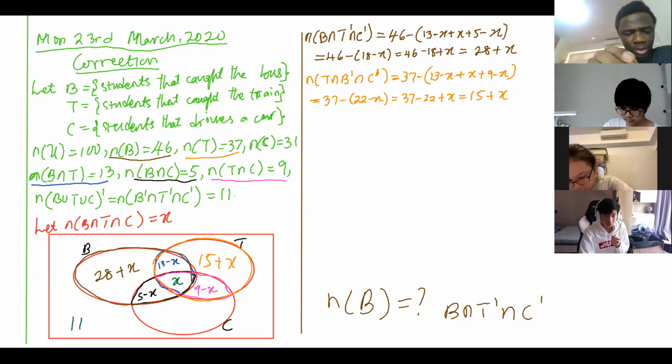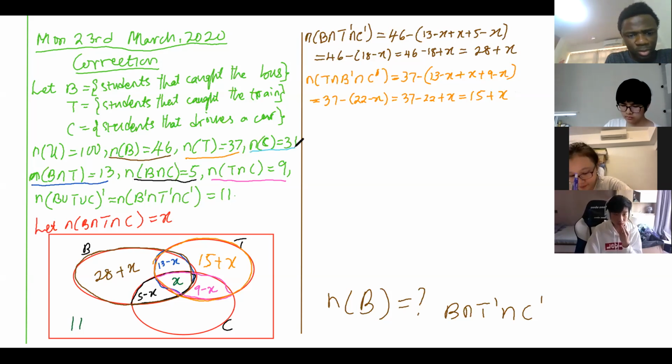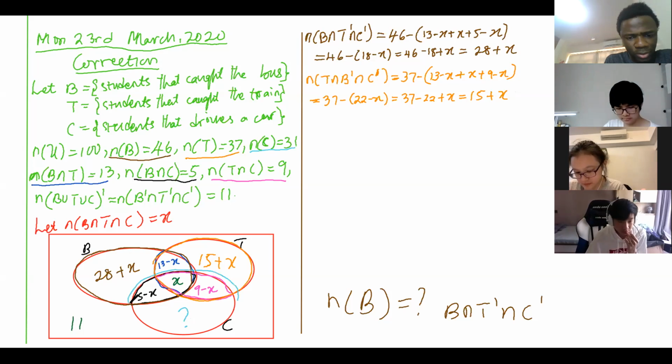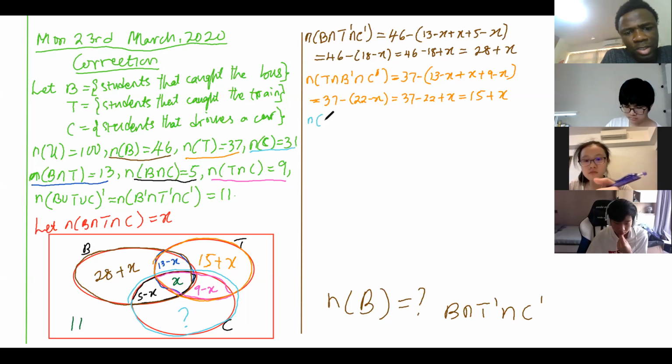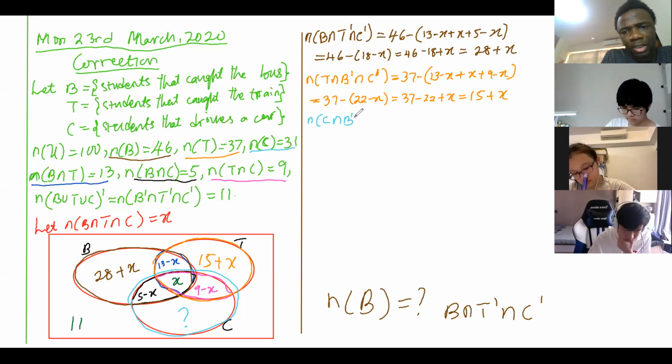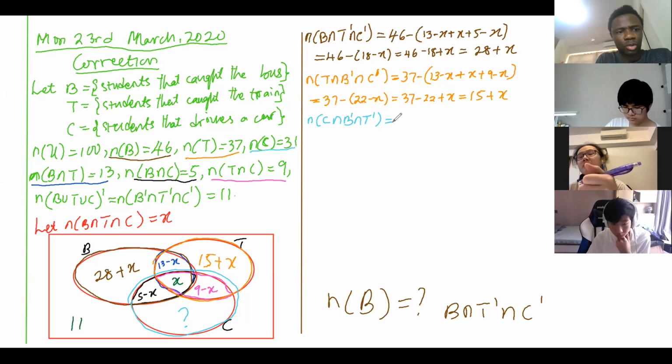Let's see. So how about we use this color? Yeah, I think it's bright enough. So this part now, we can use that to complete this part. So again, 31 is the whole of this. So this part only will be cardinality, my handwriting looks horrible. Cardinality of C intersect B prime, intersect T prime. Yeah, so our C is the whole of 31.